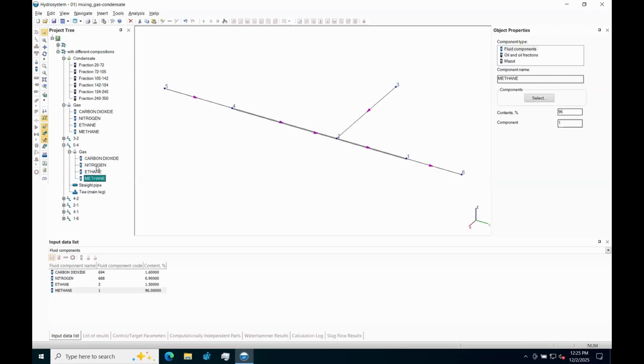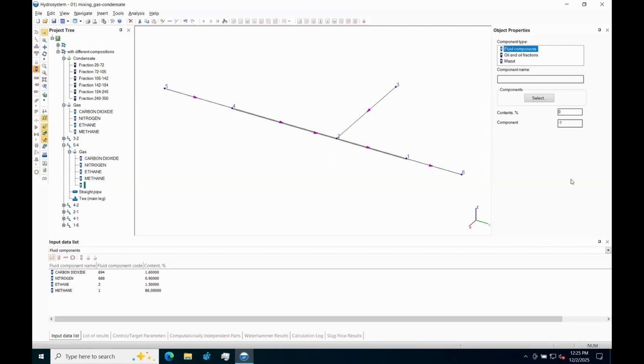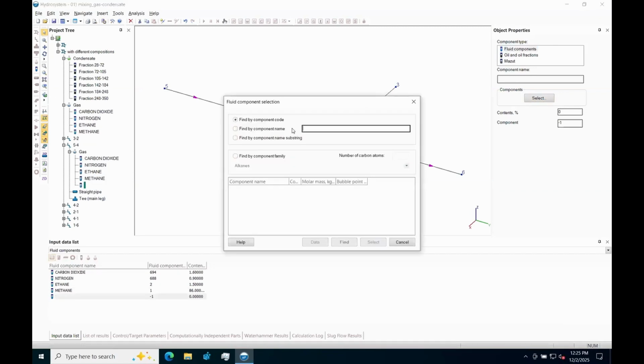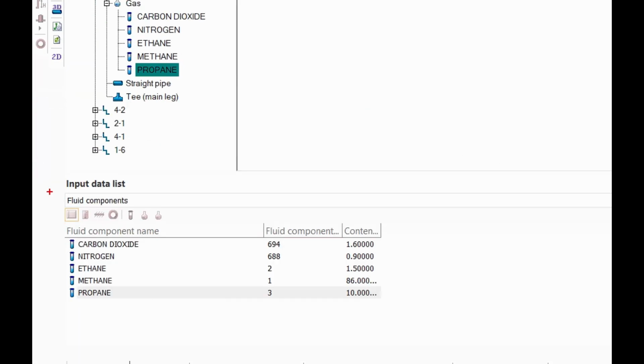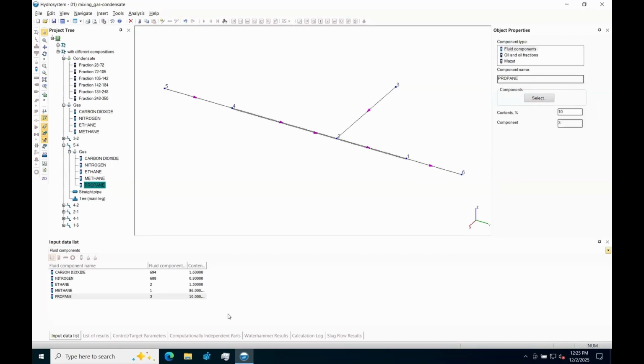And let's say I have a bit different composition over here. For instance, here I have a methane content of 96%. For this branch, the methane content will be 86%. And I will add another component, for instance, I don't know, propane. Let it be propane, the remaining 10%. So now in this inlet, I have a different composition.